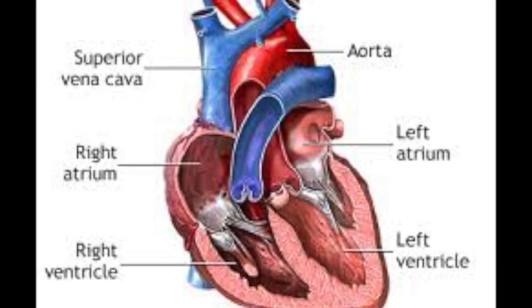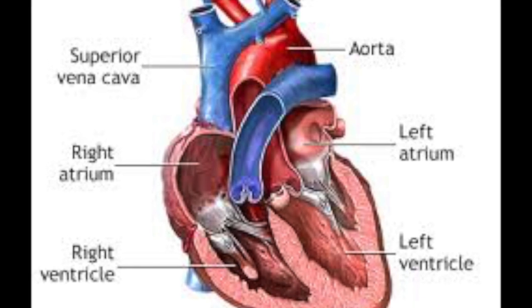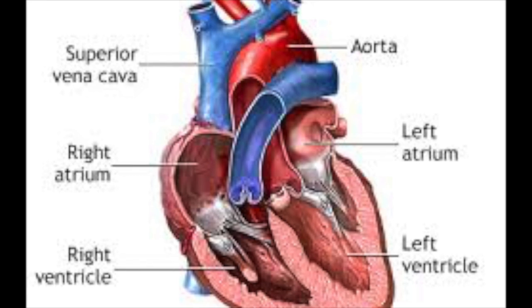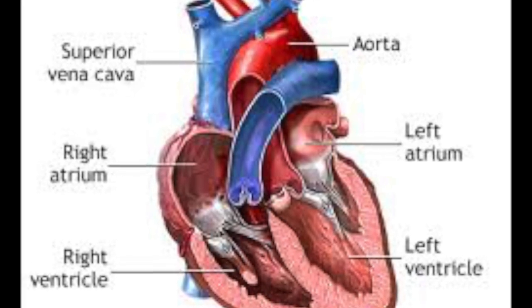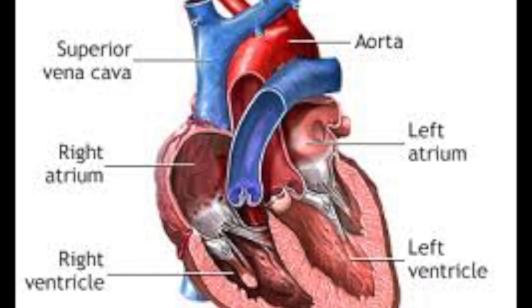Atrium, the upper two chambers of the heart. It receives blood returning to your heart from either the body or the lungs. The right atrium receives deoxygenated blood from the superior and inferior vena cava. The left atrium receives oxygenated blood from the left and right pulmonary veins.